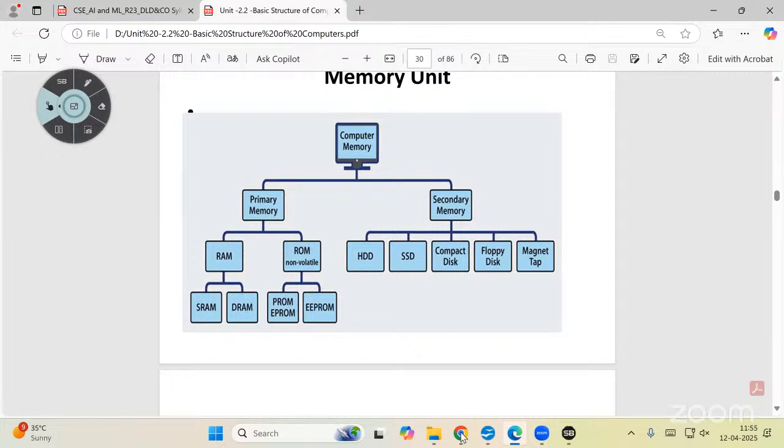That is the HDD, hard disk drive, and SSD, solid state disks, and compact disk, floppy disk, and magnetic tape. Magnetic tape, have you heard of it? Magnetic tape. Where have you seen magnetic tape?